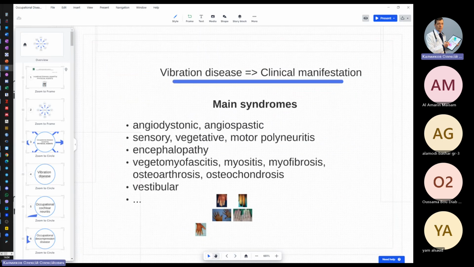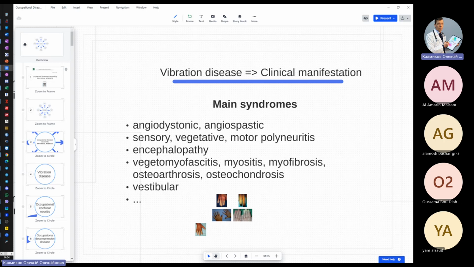The main syndromes which develop in any kind of vibration disease include angiodystonic and angiospastic. If you remember, I have already explained the difference. Angiodystony may be related to both spastic and dilative changes of the vascular tone of vessels. And angiospastic is mostly an inclination to a spastic condition.